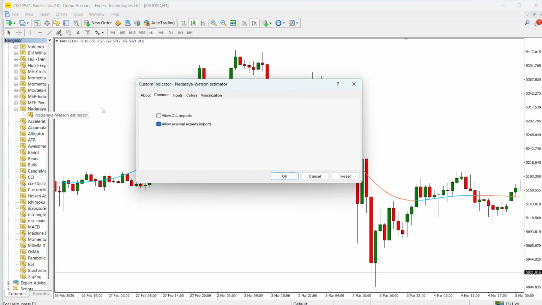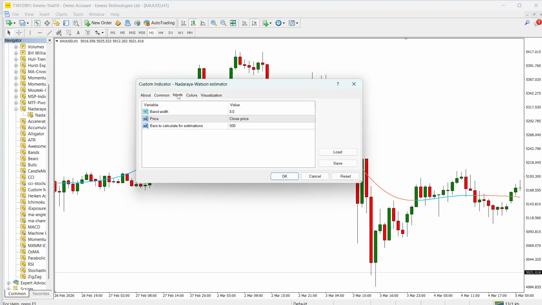As for the indicator settings, let's take a look. The settings include the bandwidth parameter, which controls how smooth or responsive the curve is. A larger bandwidth produces a smoother curve, while a smaller one follows price more closely. You can also adjust the number of bars used in the calculation and the multiplier for confidence bands.